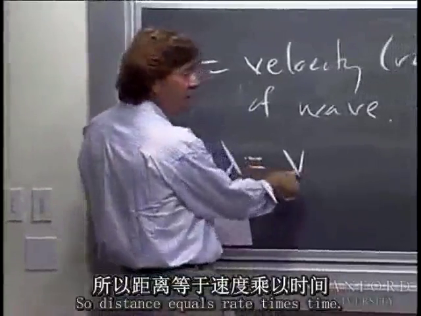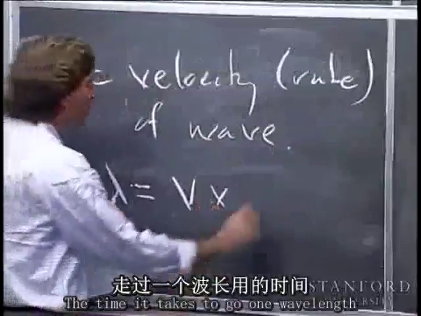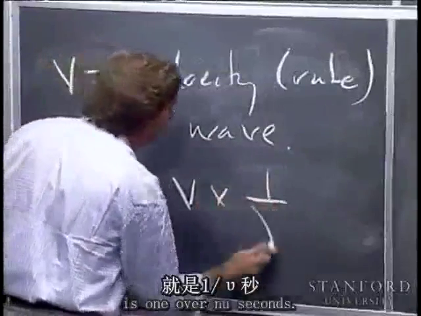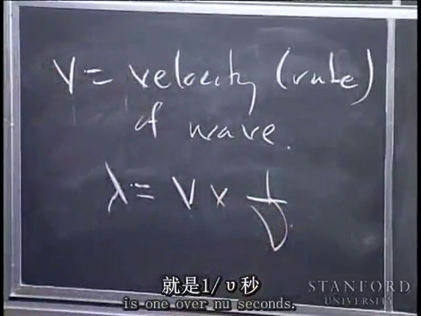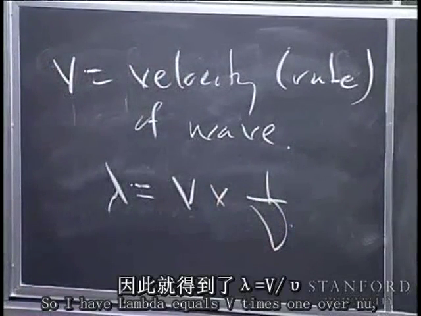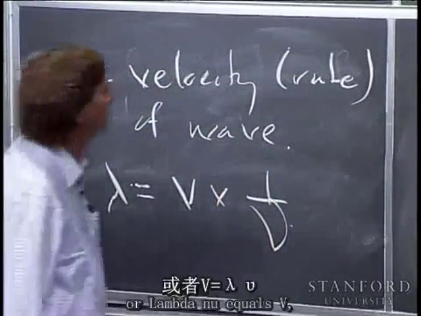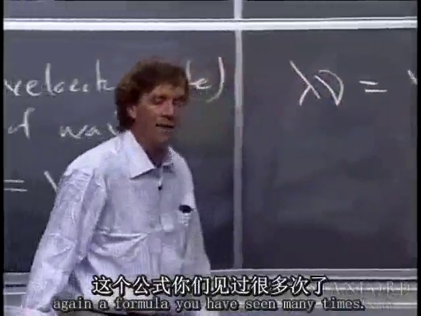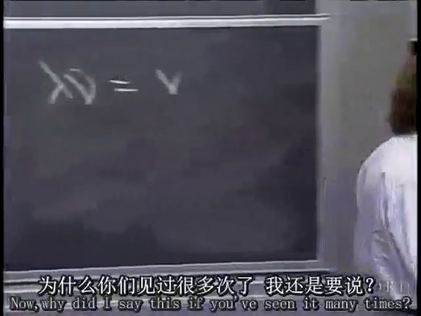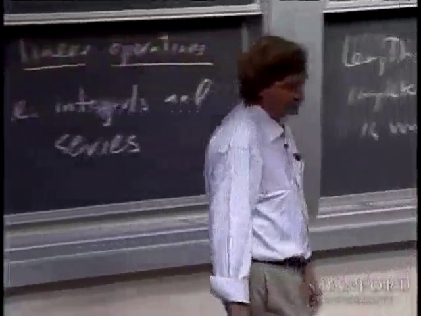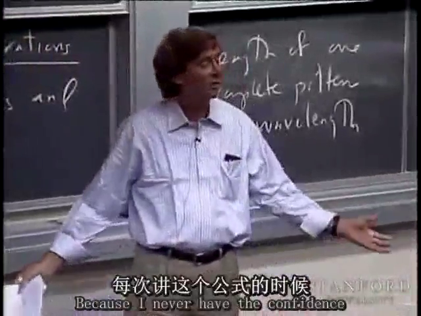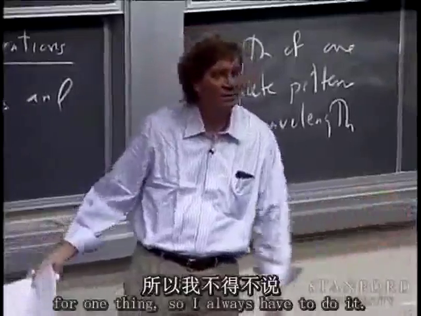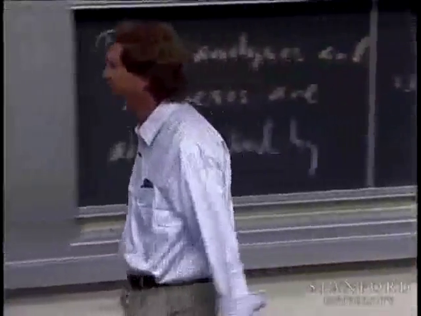So distance equals rate times time. The time it takes to go one wavelength is 1 over nu seconds. So I have lambda equals v times 1 over nu, or lambda nu equals v. Again, a formula you have seen many times. Now, why did I say this if you've seen it many times? Because I never have the confidence that I can talk my way through that formula, for one thing, so I always have to do it.